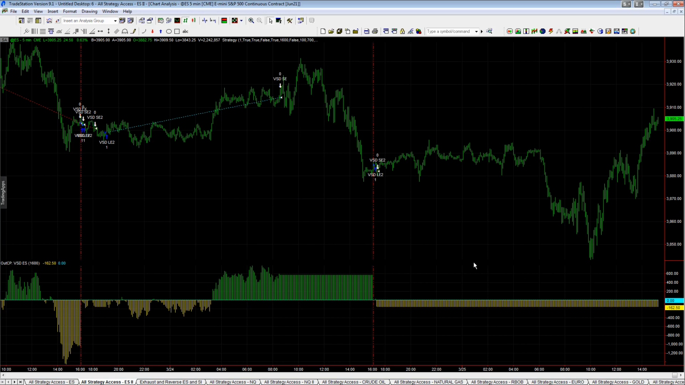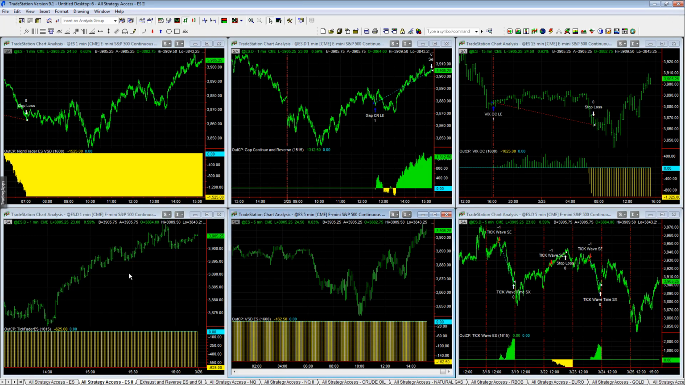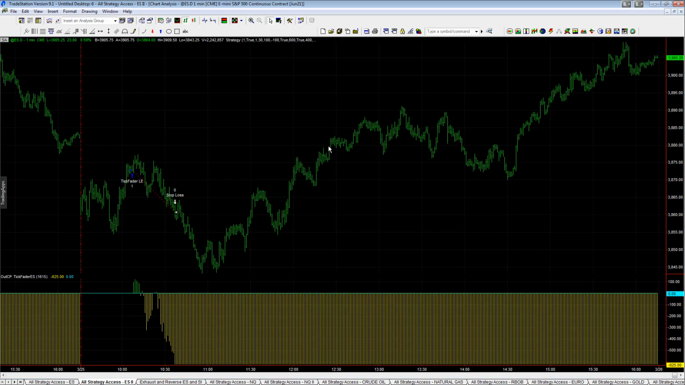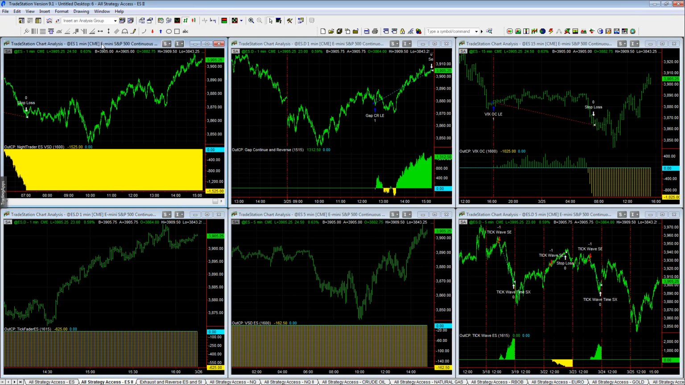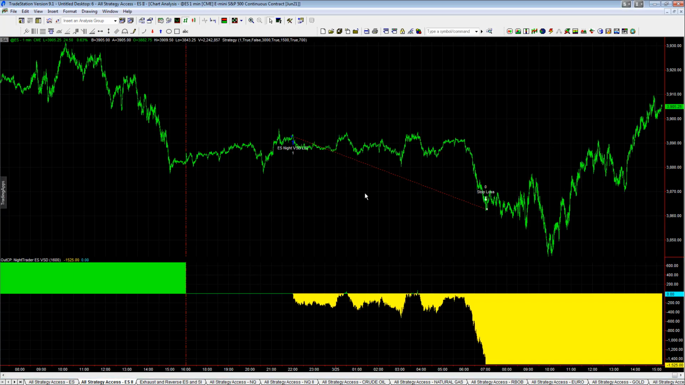VSD, E-mini S&P, minus 162.50, just 1 long trade there. And you see the V pattern in the market. Dip buyers coming in once again. Tick fader, minus 625. Had the direction right in the long term, but we have a tight stop loss on that. Night trader VSD also traded these.